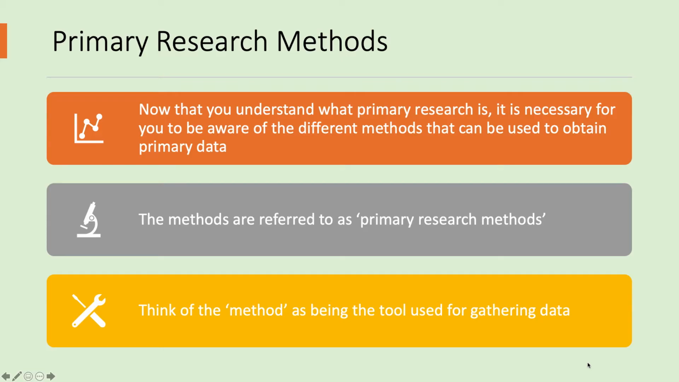So, now that you understand what primary research is, it is necessary for you to be aware of the different methods that can be used to obtain primary data. So when I keep saying this word methods, I'm referring to primary research methods. So think of the method as kind of like being a tool for gathering data. So that's what I mean by the term method.